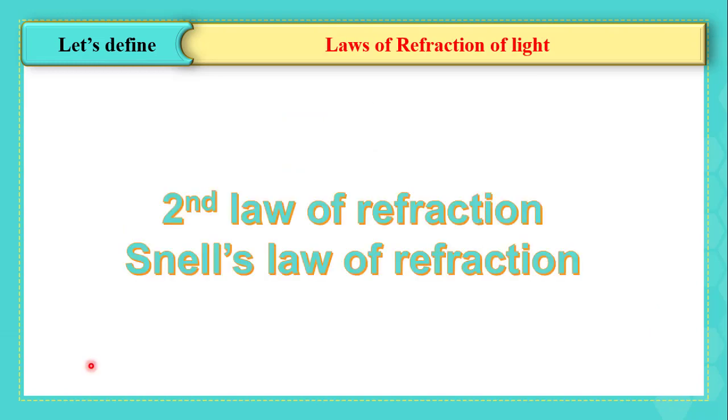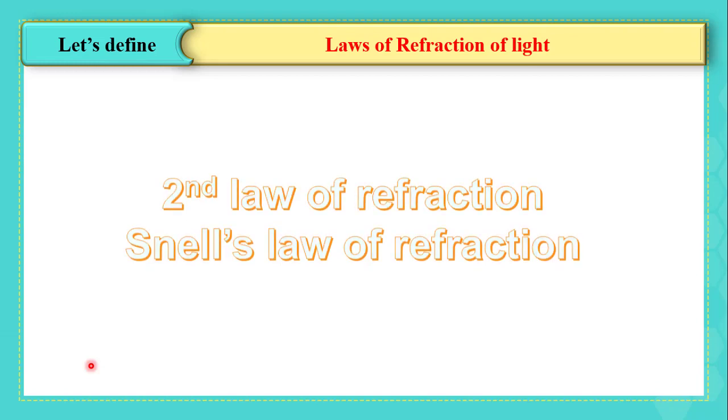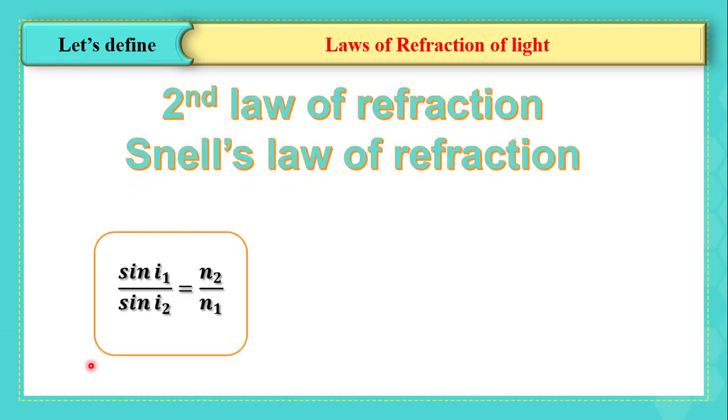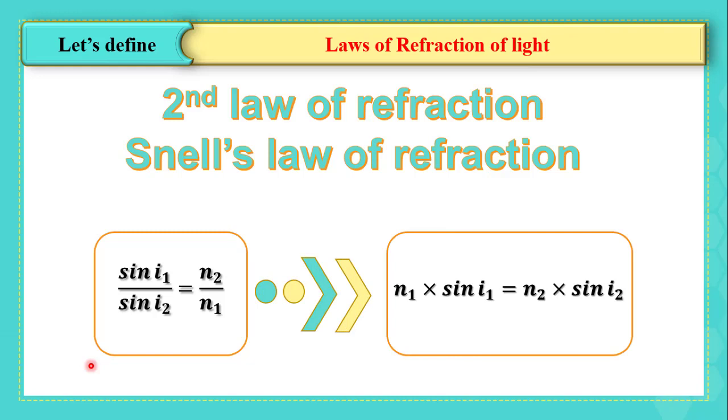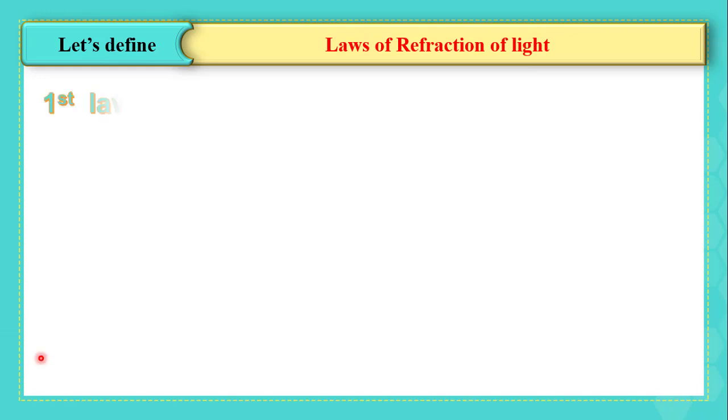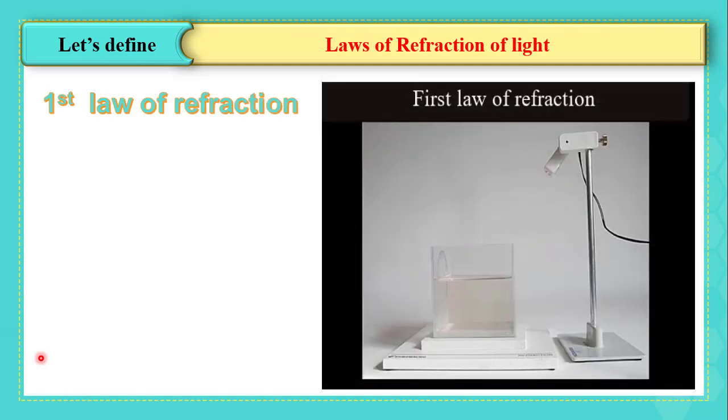Then, the second law of refraction or Snell's law of refraction, which is sine I1 divided by sine I2 is equal to n2 divided by n1, can be expressed as follows: n1 times sine I1 is equal to n2 times sine I2, where n1 is the index of the medium of incidence, I1 is the angle of incidence, n2 is the index of the medium of refraction, and I2 is the angle of refraction. But what about the first law of refraction?